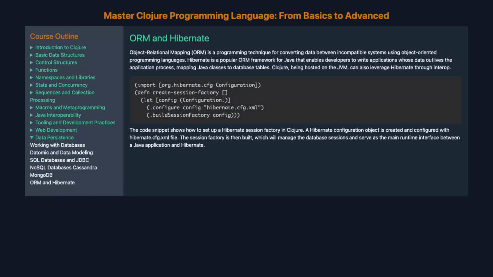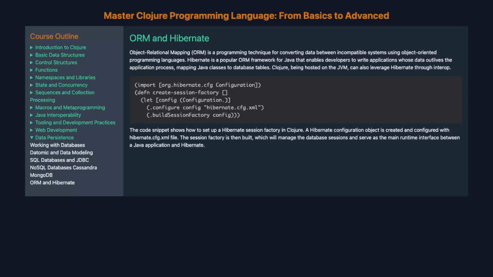ORM and Hibernate. Object Relational Mapping, ORM, is a programming technique for converting data between incompatible systems using object-oriented programming languages. Hibernate is a popular ORM framework for Java that enables developers to write applications whose data outlives the application process, mapping Java classes to database tables.